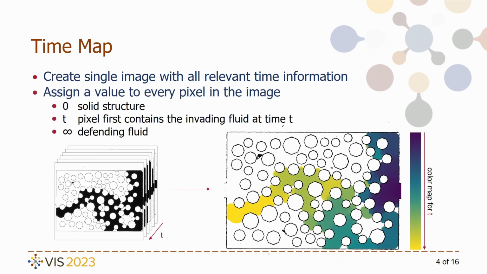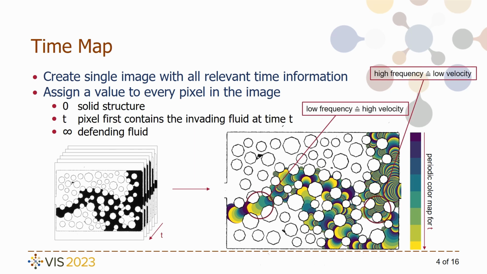To create the time map, every pixel is assigned a value: 0 if it is a solid structure which is present in the first image, t if it is filled by the invading fluid in time step t, and infinity if the defending fluid prevails. For visualization, we can simply apply a color map to see the progression of the invading fluid over time. However, if we apply a periodic color map, we can better observe local details. The frequency of the color can then also be directly interpreted in a way that low frequency equals high velocity and vice versa.